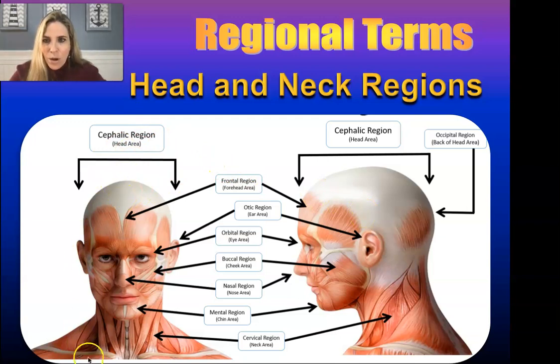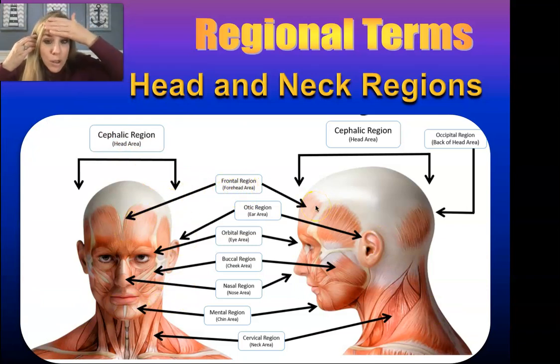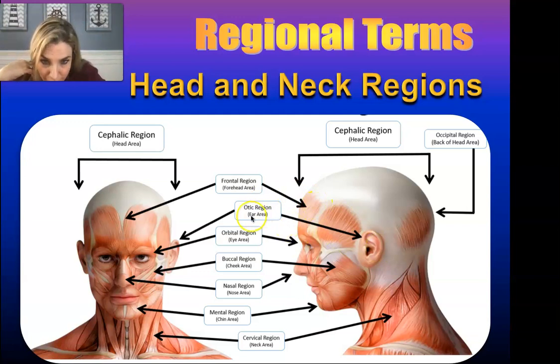So we have here a person in anatomical position, and you're looking both at the anterior perspective and at a lateral perspective, right? You're looking at a picture from the side. So let's get started. So both of these areas here are the cephalic region, and we're going to divide that into the frontal region, which is your forehead, right? So frontal, otic, so that refers to your ear, is the otic region.